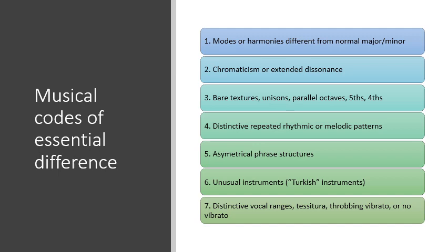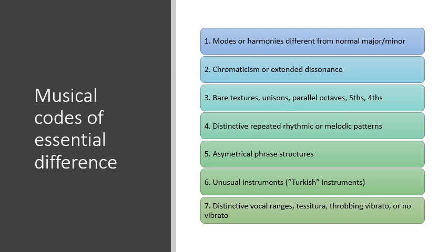The fourth code of difference would be distinctive, repeated rhythmic or melodic patterns. We'll see that in later slides examples. But if you have a repeated tom-tom beating drum or a repeated melodic riff that would go over and over, beyond what would be considered normal or appropriate in Western compositions, that was another code of musical difference. Asymmetrical phrase structures, again, unusual instruments or, quote, Turkish instruments in terms of cymbals or bass drum. And then also distinctive vocal ranges, like a throbbing vibrato or a really low mezzo soprano sound or no vibrato at all. These are all ways that European composers in the 17th, 18th centuries would introduce these exotic and sometimes imagined elements into their music.